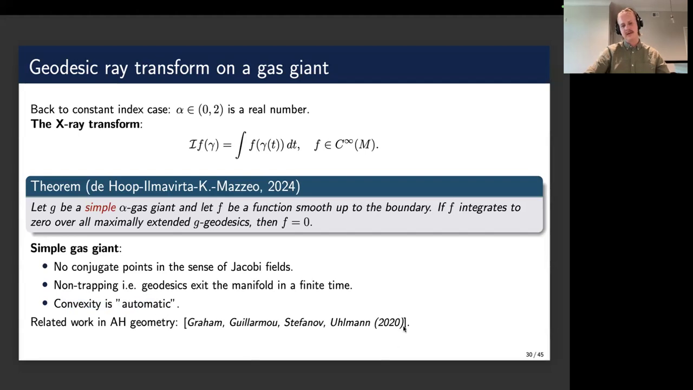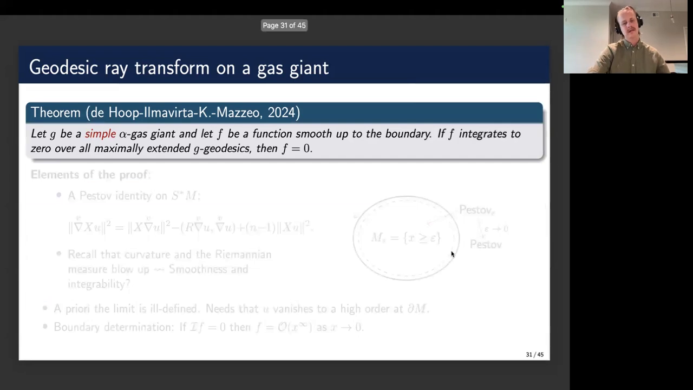Here I want to mention some related work. For example, in asymptotically hyperbolic geometry, this X-ray transform has been studied for functions, but not just that, also X-ray transforms of tensor fields of higher order and rigidity questions and so on. For example, I want to mention this work by Graham, Kiermaier, Stefanov, and Uhlmann. It's very much related to our work here.